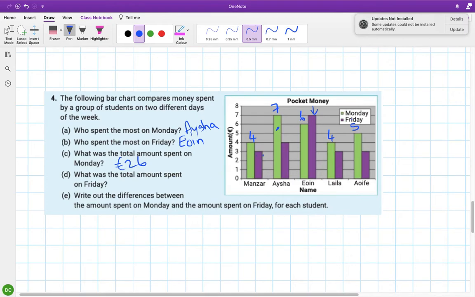And then the total amount spent on a Friday is 3, 4. Actually, I'm going to do them in different colours. Sorry. I'll end up getting them mixed up if I don't. So 3, 4. That one is 7. Back to 3 and 3. That is 10, 14, 20.